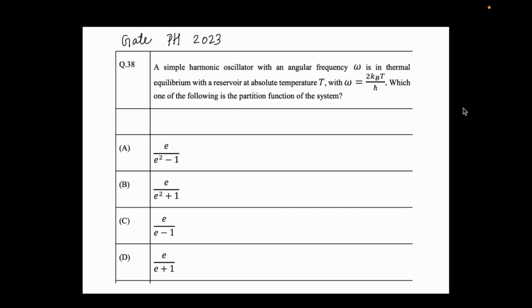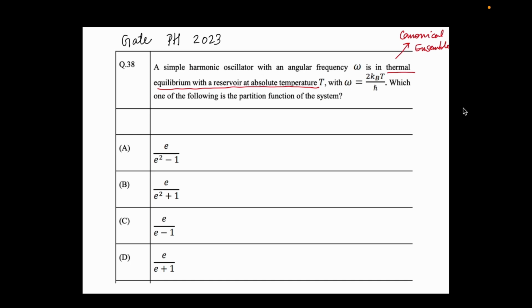So let's start understanding the question and solve it. The question says a simple harmonic oscillator with an angular frequency omega, and this oscillator is in thermal equilibrium with a reservoir at the temperature T. Now you know clearly from this statement that you have to use the canonical ensemble, because it is in thermal equilibrium with the reservoir at temperature T. So that defines it is the canonical ensemble.